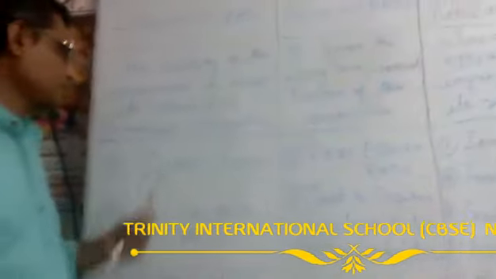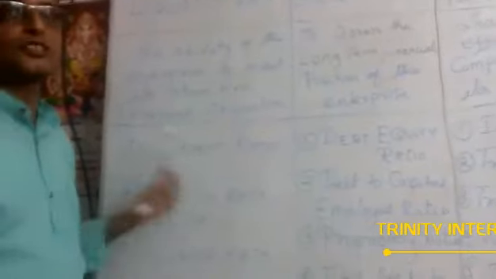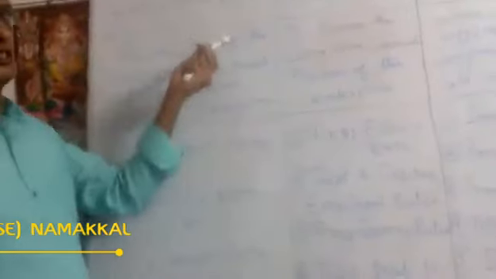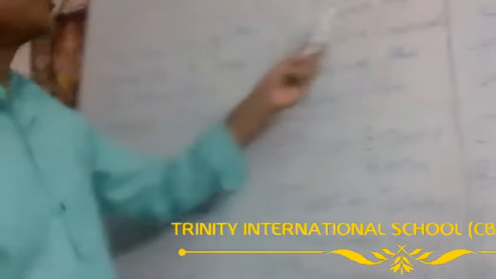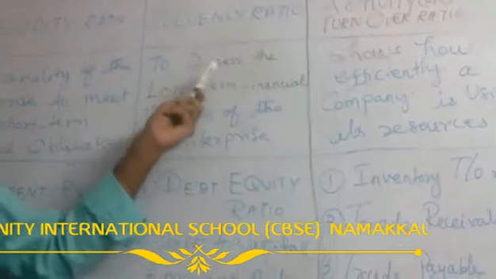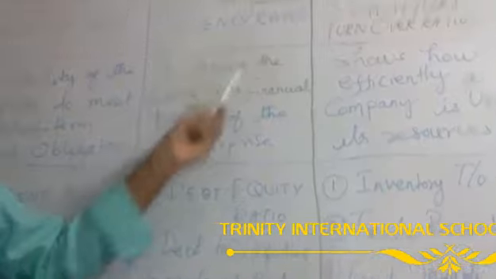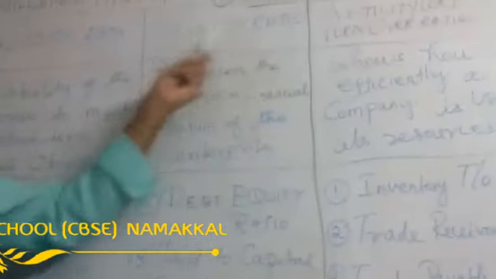In our subsequent classes we're going to discuss these one by one. Okay, that's all for liquidity ratio. Now, solvency ratio. What is solvency ratio? It assesses the long-term financial position of the enterprise. You want to assess the financial position of the company over the long term. That's a solvency ratio.